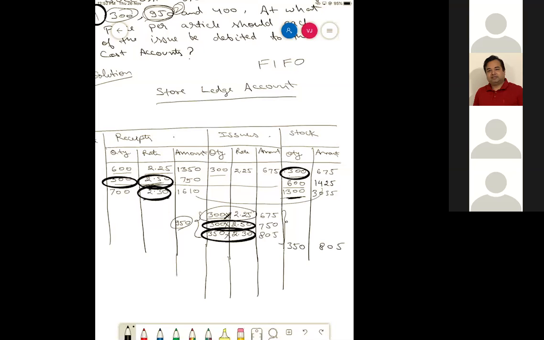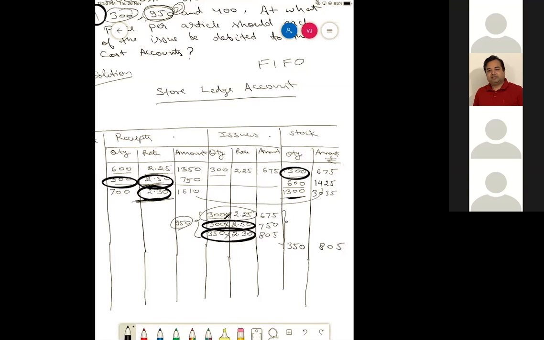So 350 into 2.30, the last one, 2.30. This way we are left with the balance amount of 805. All these figures are in rupees.